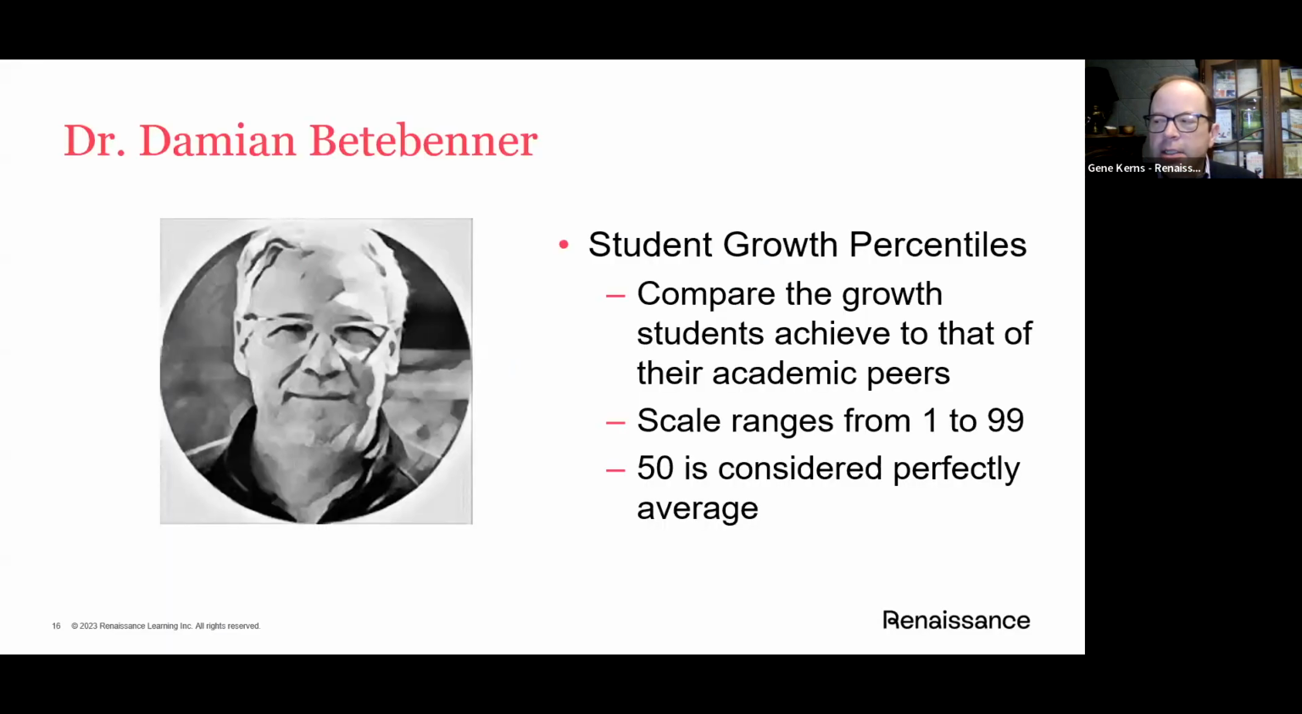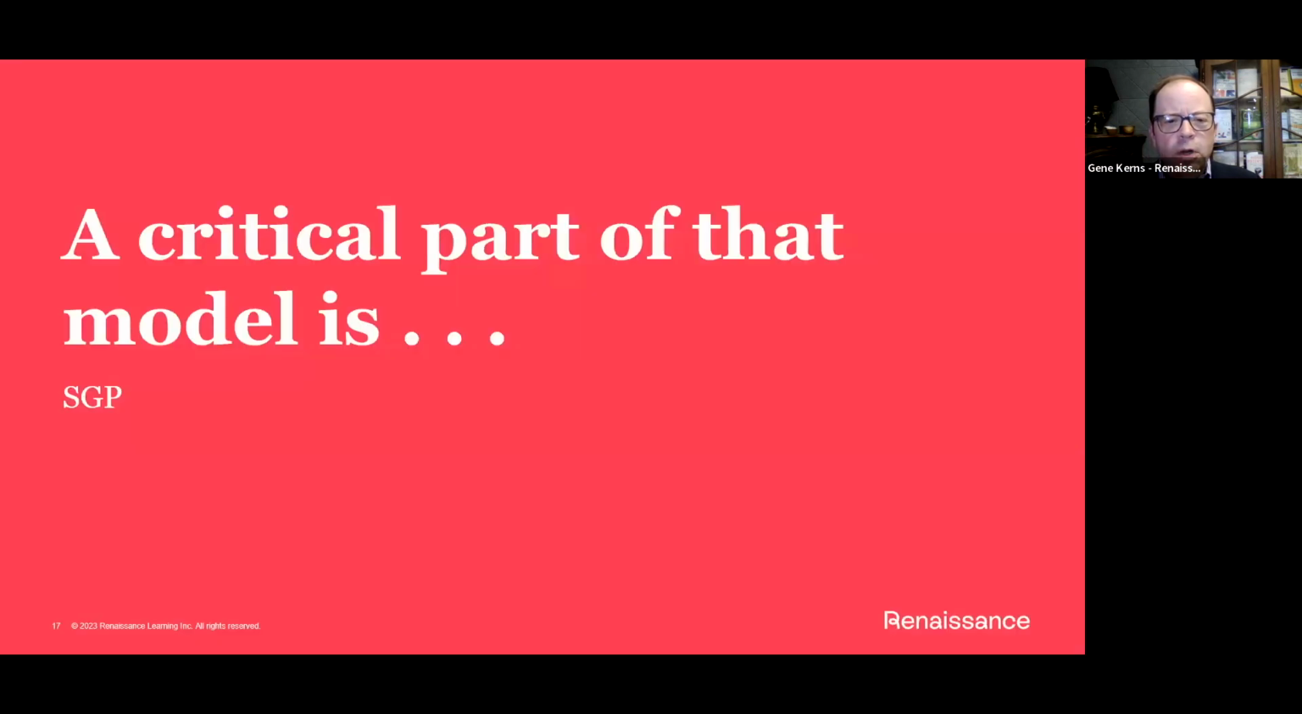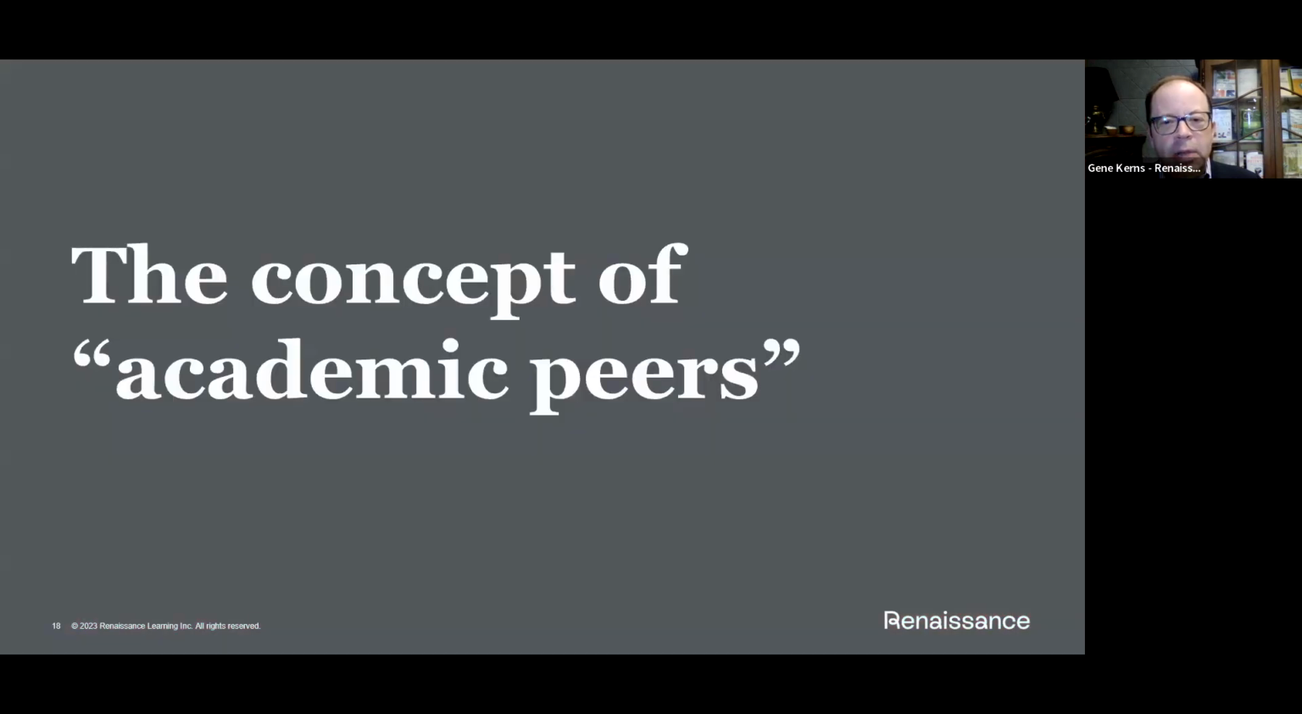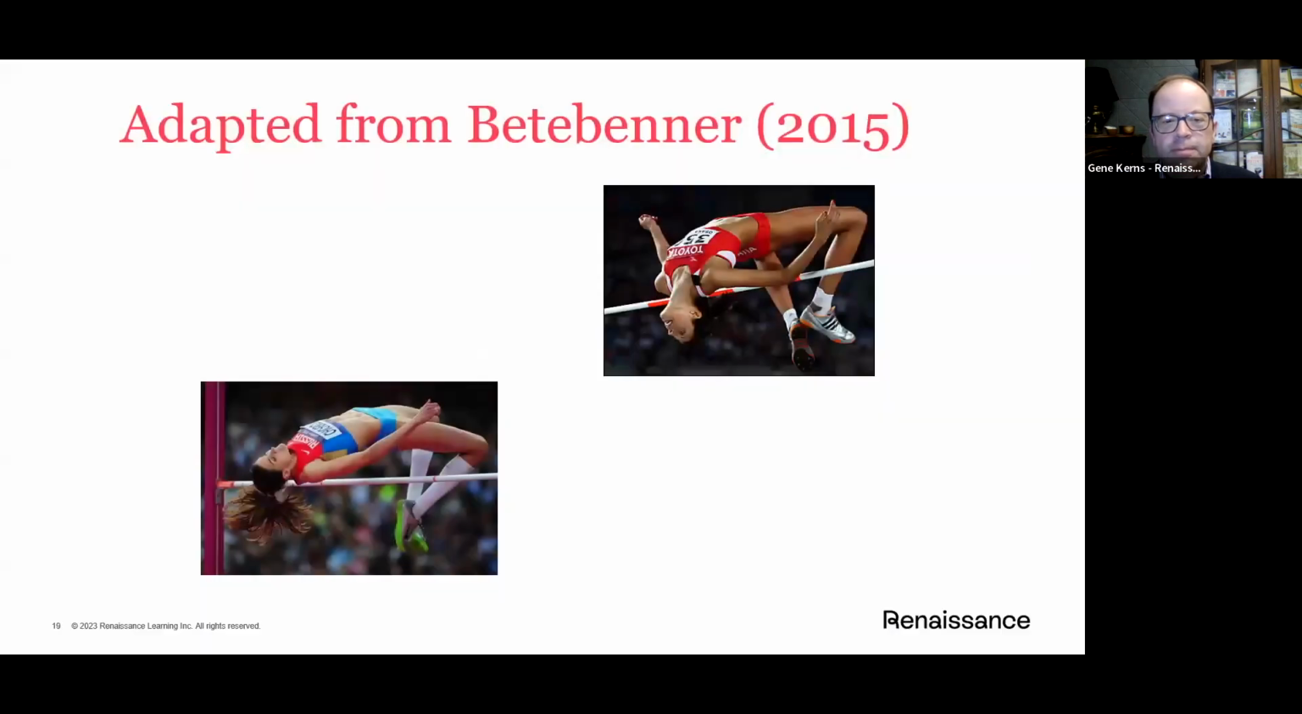That is the concept that students' growth, the growth that your kids achieve, is compared to the growth achieved by their academic peers. Well, what does that mean? It's a critical part of the model. What do I mean when I say academic peers? Let me give you an example from another field. And I think when you see this example, you will understand why we want to compare kids to their academic peers. Let's say that you coach high jumping.